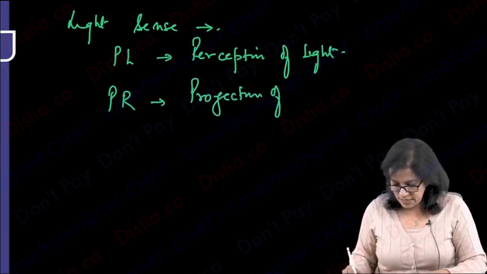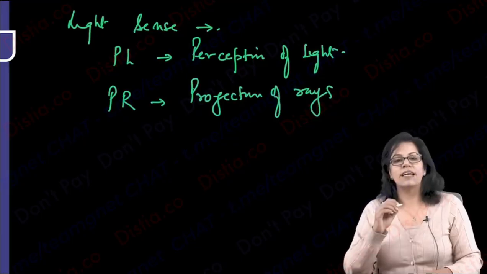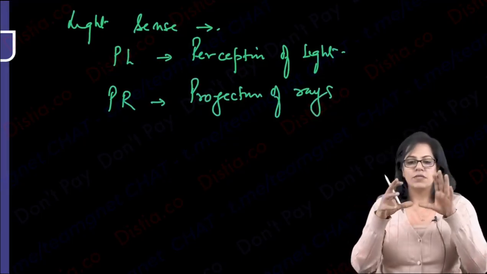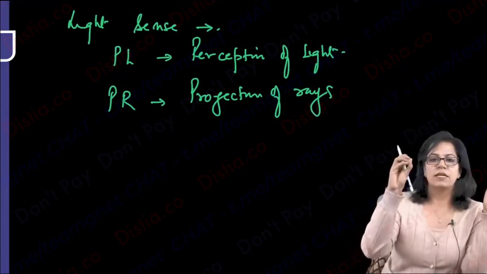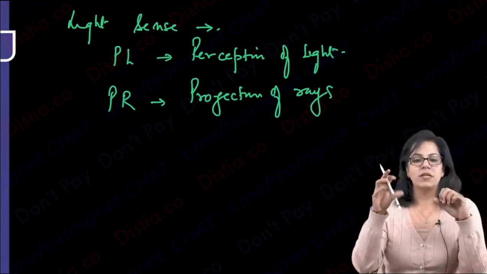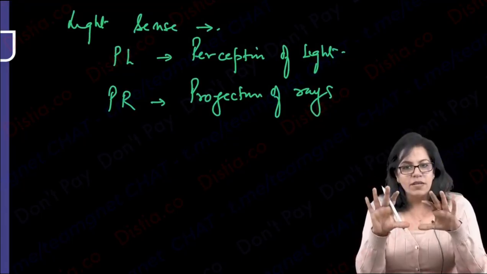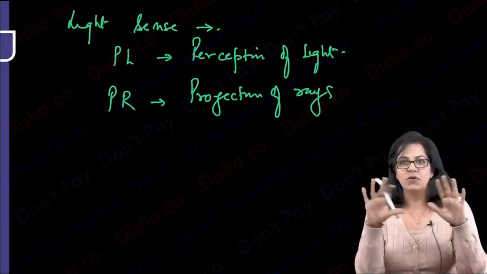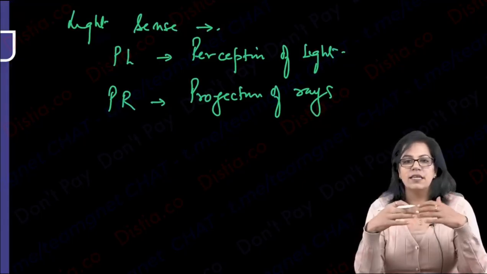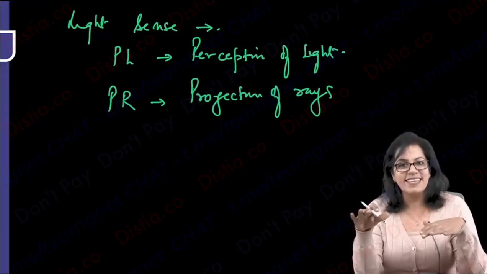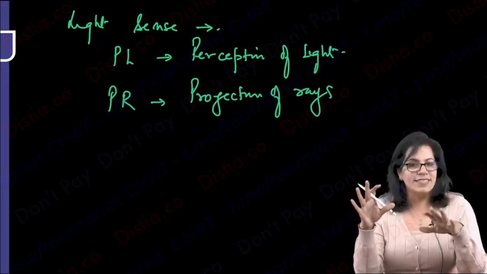Projection of rays. Now, how do I check it in your eye? So if you're standing in a dark room and I'm putting a torch in your eye and asking if you can actually make out the torch, light is on or off. If a person is not able to see anything, it will be dark for him all throughout, isn't it? So perception of light is easy to understand.